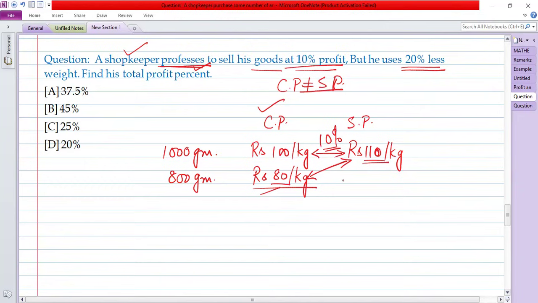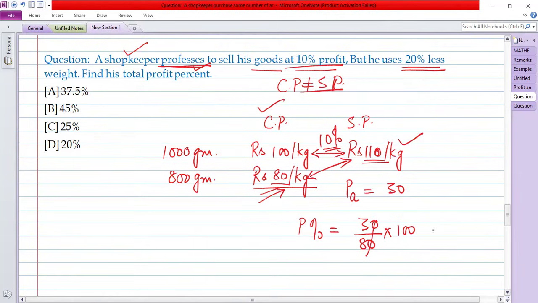So, what is the actual profit amount? The profit amount is 30, which means for every kg it is 30. And what will be the profit percentage? It will be nothing but 30 divided by 80, once again, into 100.